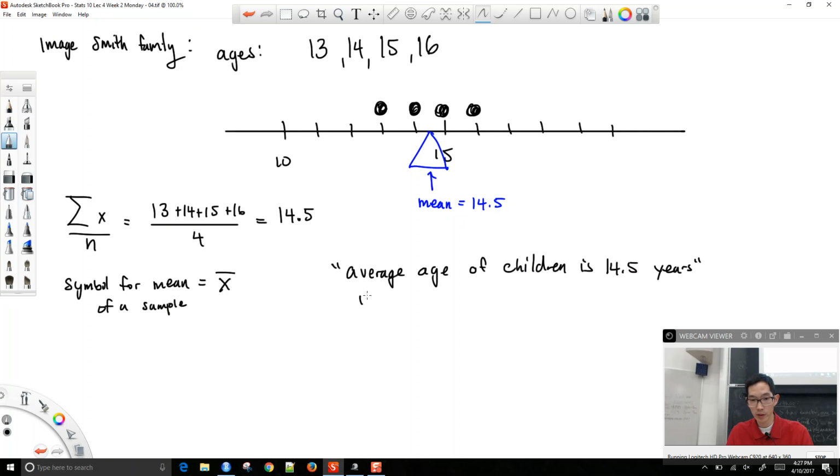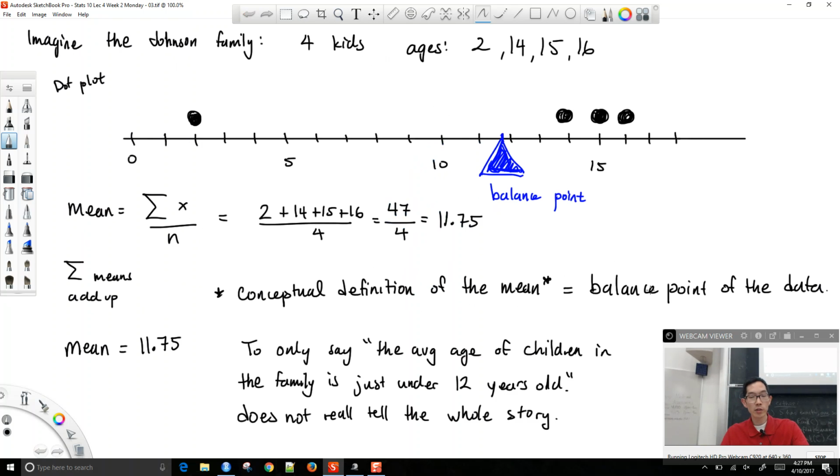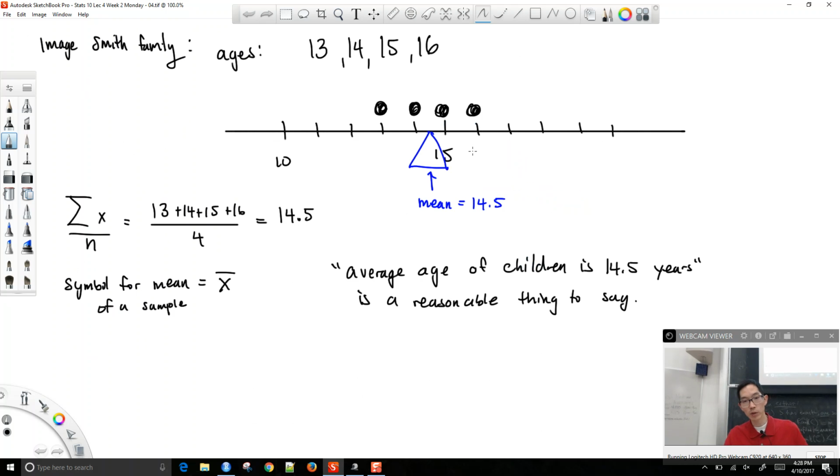You know, that is a reasonable thing to say. And what we can see is that comparing the Smith family, let me just flip back to the Johnson family. The 3 oldest children are the same in both families, but in the Johnson family, the youngest is only 2, and so that dragged down the mean from 14 and a half down to 11 3/4.